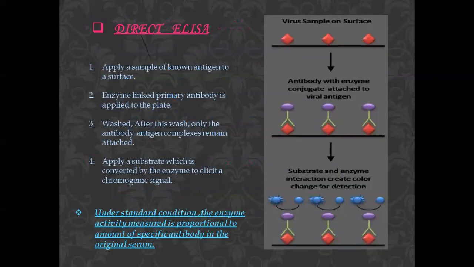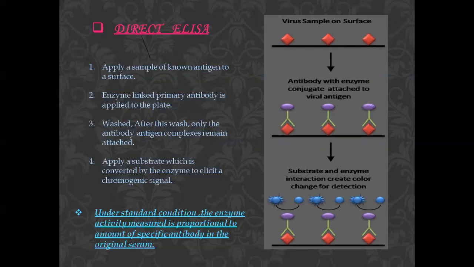The next is the direct ELISA test. In direct ELISA, a sample of known antigen is applied to a surface, for example a virus surface. Next, the enzyme-linked primary antibody is applied to the plate, over the virus surface. Then it is washed, and after this wash only the antibody-antigen complexes remain attached. You can identify only the antigen-antibody reactions that are attached.